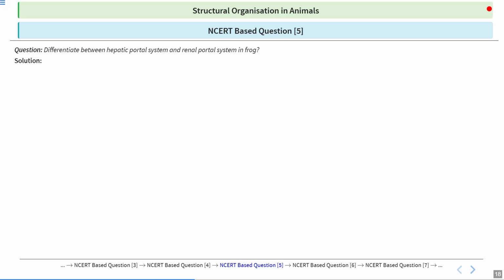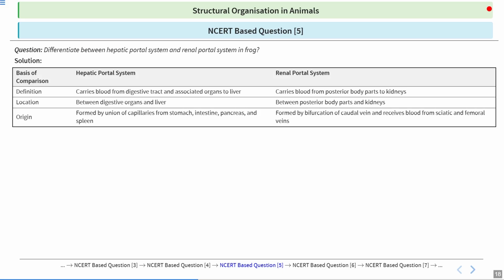Let us see the answer of this question. So this is the difference of the hepatic portal system and the renal portal system. So, definition, first thing: the hepatic portal system carries blood from the digestive tract and associated organs to the liver.